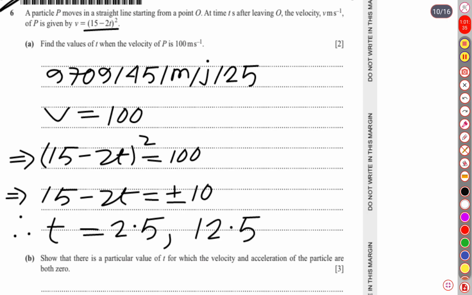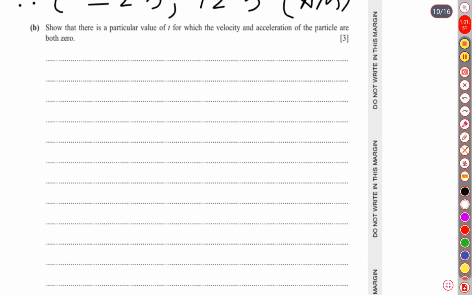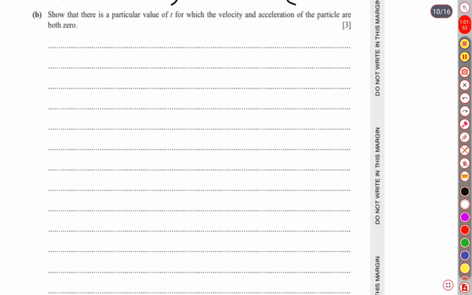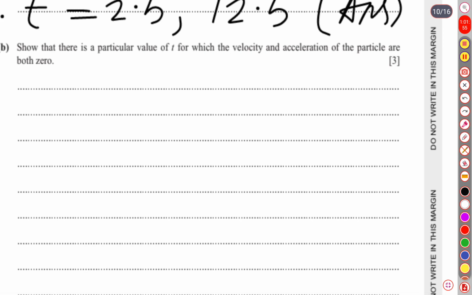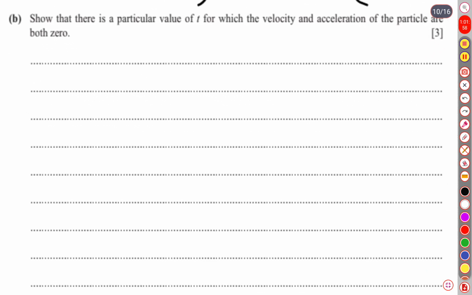Well, both of them are acceptable because both of them are having positive symbol. Then the next question, immediate next one, says: show that there is a particular value of t for which the velocity and acceleration of the particle are both 0. So v is equal to 0 first. We are going to find v is equal to 0 first.